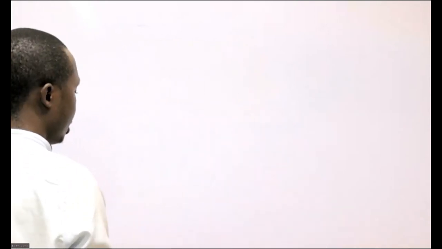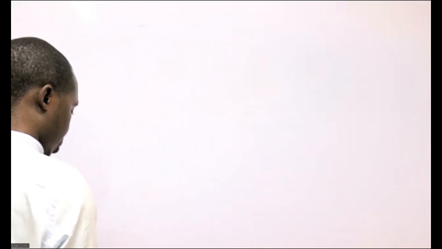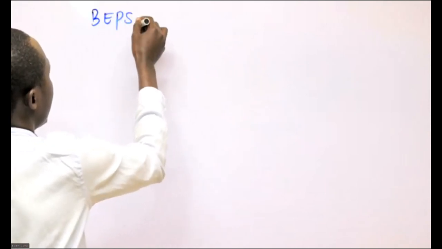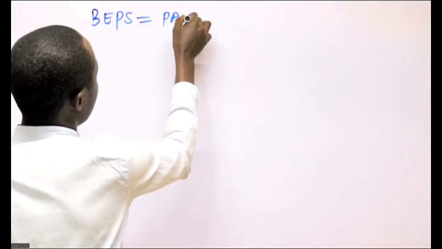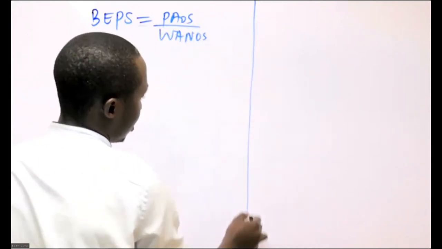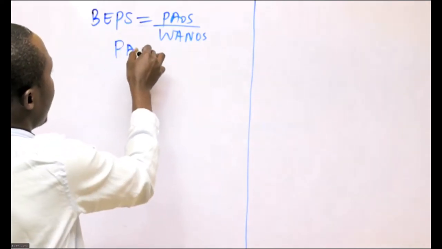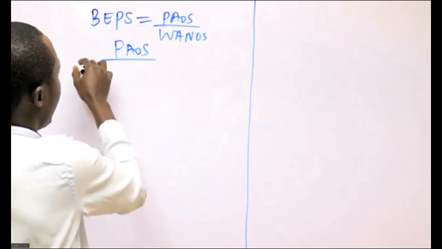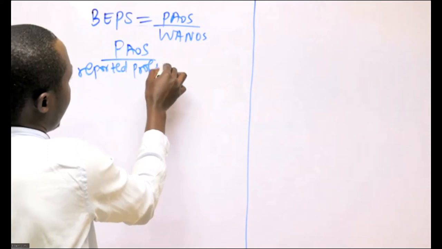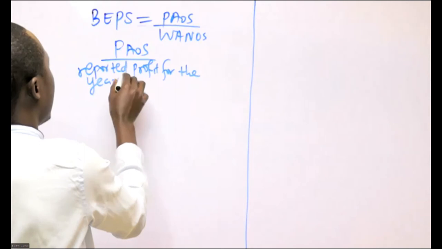So we always say that basic EPS is equal to PATAU, you divide with WANOS. So what about the PATAU? So reported profit for the year. That is the profit after tax.